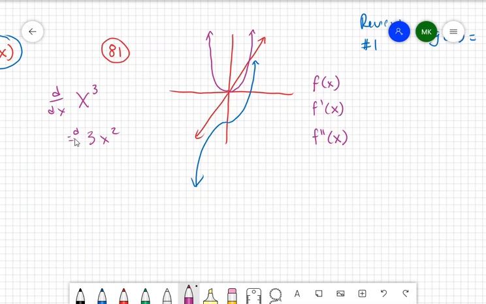And if I take the derivative of that, I end up with 6x to the first power. So basically, every time you're taking the derivative, the power drops by 1.